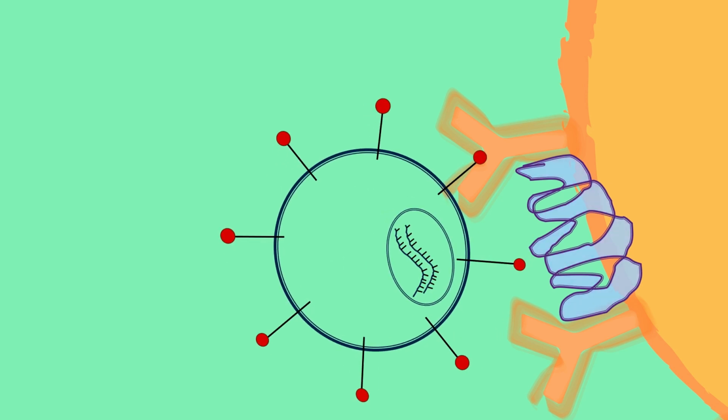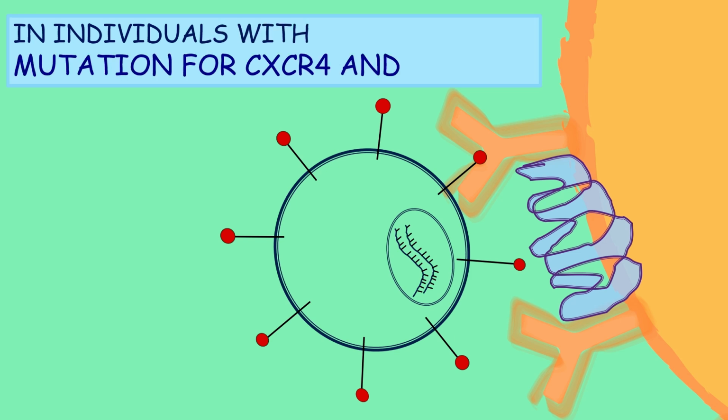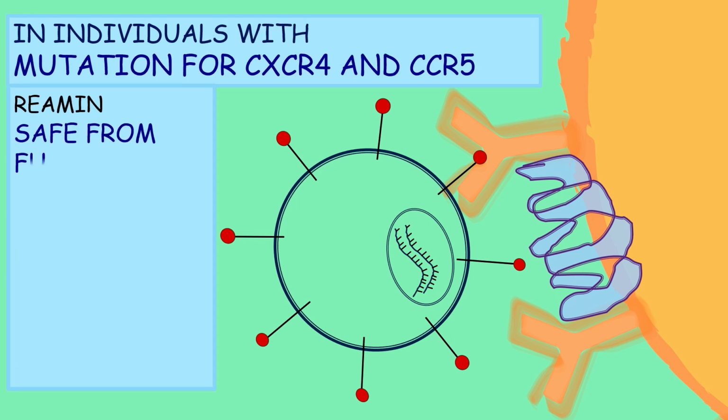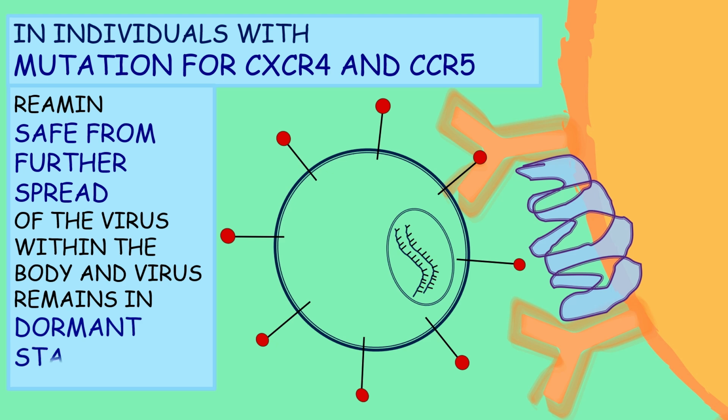There are certain people with HIV resistance. Such individuals have mutations for the CXCR4 and CCR5 genes. They remain safe from the further spread of virus within the body, and the virus remains in a dormant state.